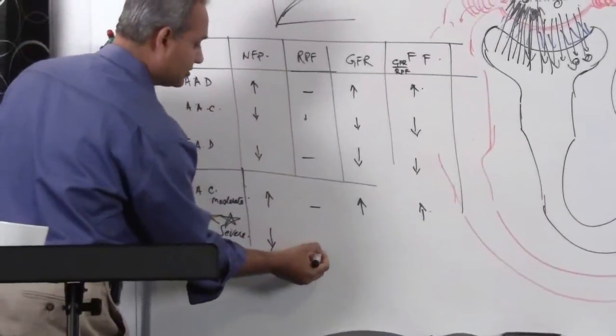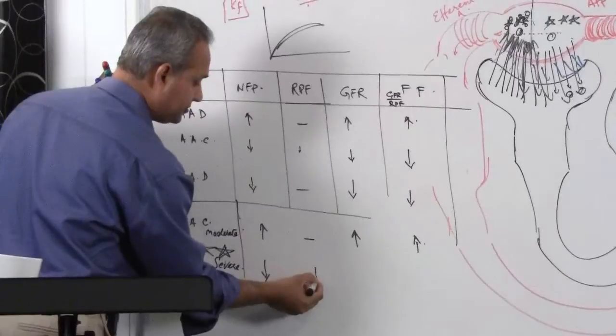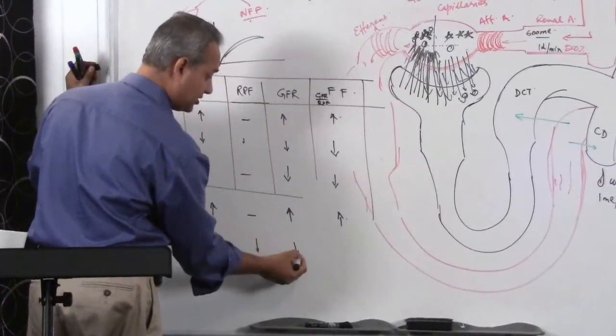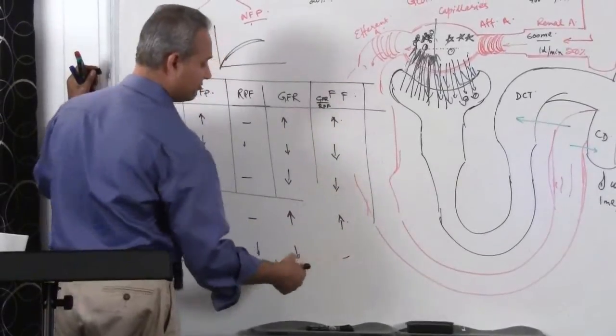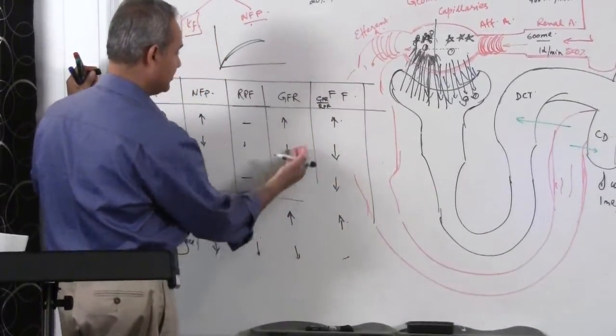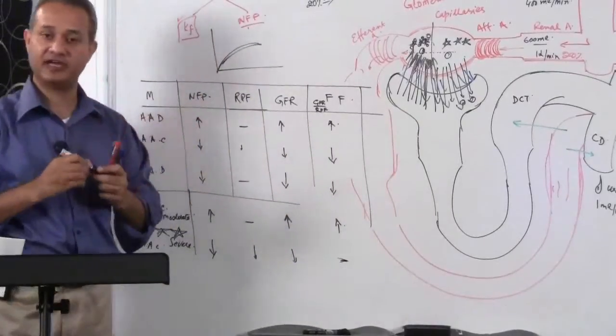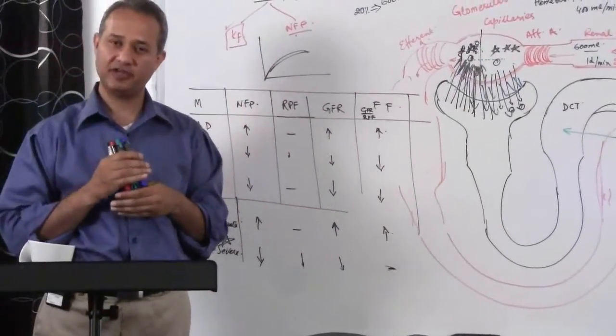And then renal plasma flow of course is reduced. GFR will be reduced and filtration fraction will not be. So with reduced GFR and reduced renal plasma flow, there is not going to be much change to the filtration fraction. So that is a very, very important mechanism.